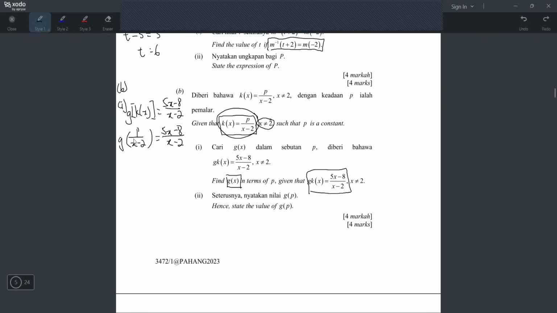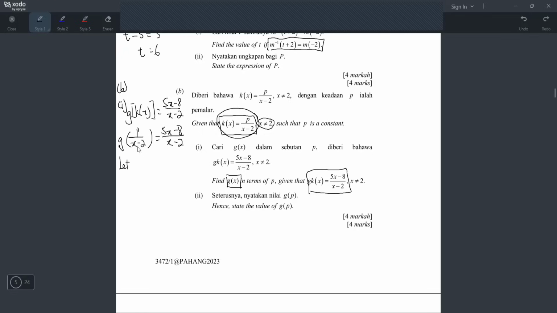Now you will realize you cannot continue, because you already have the inside function and you already substituted the inside function. Now it's time to do the outside function, but the outside function is g and you don't have the g. There's no g here. This is k, this is gk. The g(x) is not there. And now you have to let.